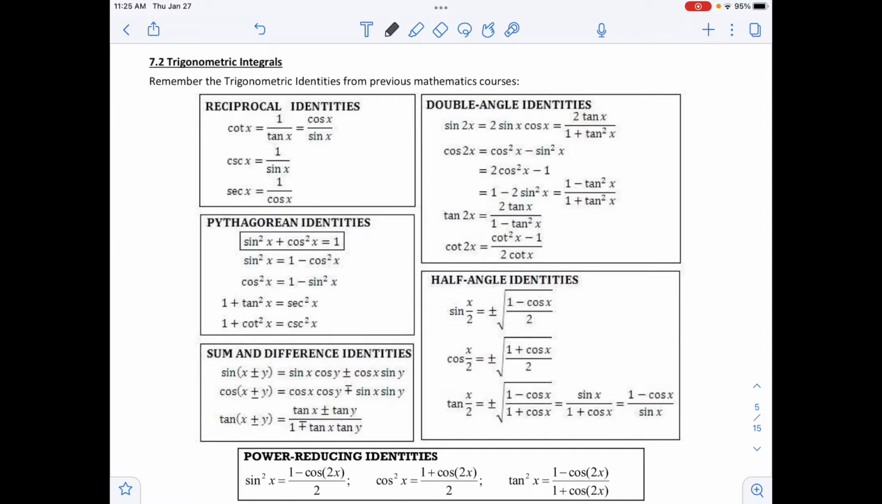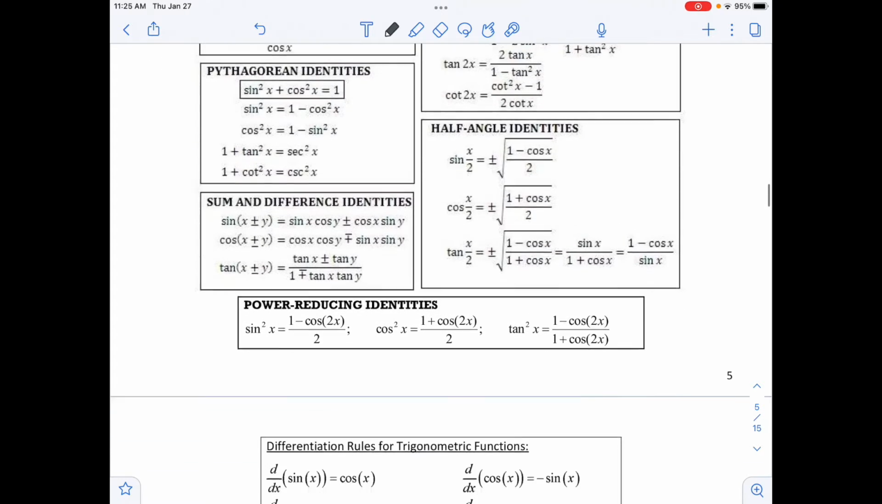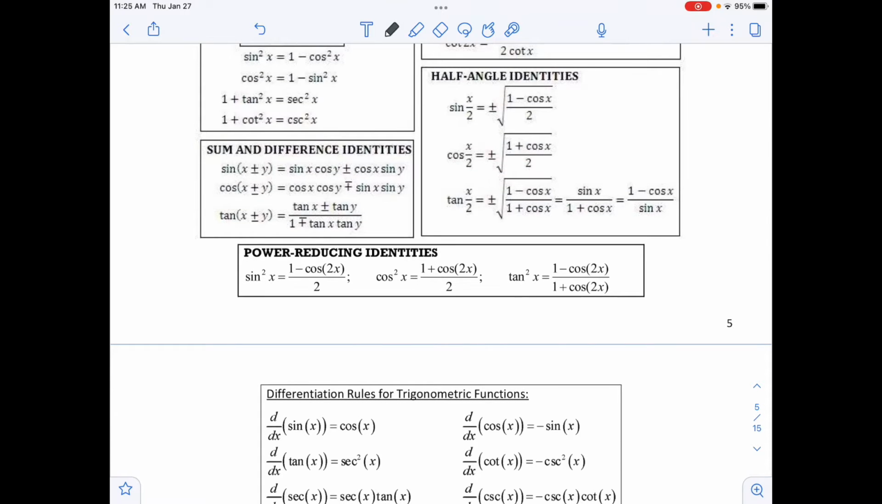We are in section 7.2, Trigonometric Integrals. Remember the trigonometric identities from previous math courses. So I've listed them here for you to reference. And we have the reciprocal identities, the double angle identities, Pythagorean identities, half angle identities, sum and difference identities, and the power reducing identities. These at the bottom of page 5 are all identities that you should already know, and if you don't know them yet, then make some flashcards and make sure you have these memorized.